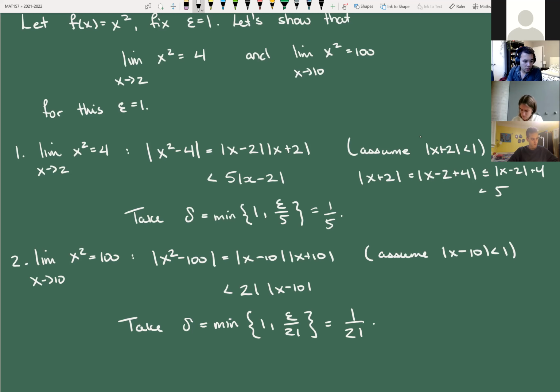Do we need to assume x minus 2 for the first one is x plus 2 right now? I'm not certain what you're saying. Because, right, I'm trying to bound the x plus 2, so in order to do this, we usually have to make an assumption about how near I am to the number that I'm limiting to. Oh, sorry, you're right. That should be x minus 2. Maybe that's what you're saying. Yeah, you're right. I see what you're saying.